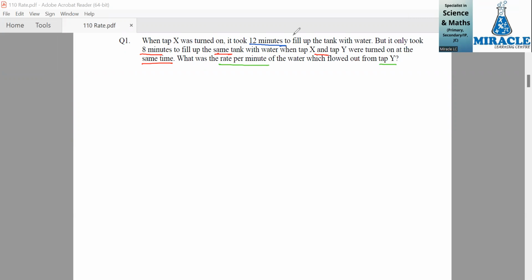So let's write out all of this information. We know that for tap X, the rate is 1 out of 12 tank per minute because it took 12 minutes to fill up the tank, which means every minute, 1 out of 12 of the tank would have been filled up. And we know that when tap X and tap Y are turned on at the same time, they will fill 1 out of 8 of the tank per minute, as stated over here.